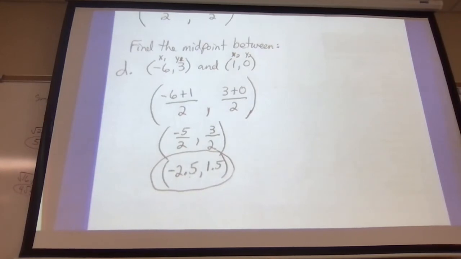This one's a little bit easier to do than the distance one. Does anybody remember seeing that last year in algebra? Did I get to that either?